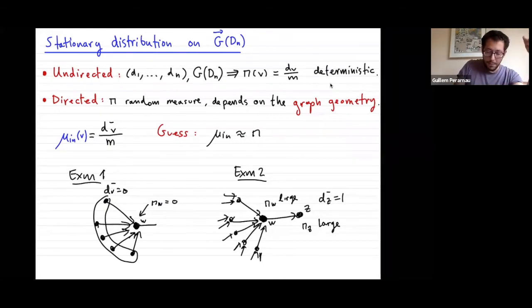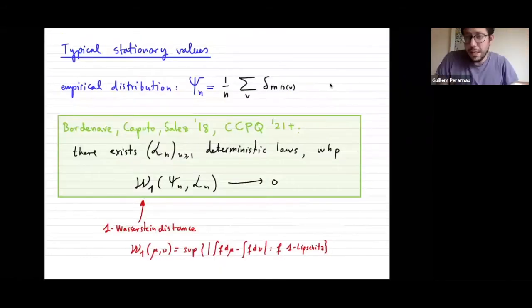So before going on, as I said, I'm interested in extremal stationary values, but let me talk a bit about the typical ones first. I'm going to be interested in this empirical distribution, where, instead of putting a Dirac mass at pi of b, I scale it by n. So I put the Dirac mass at n times pi of b, with mass 1 over n.